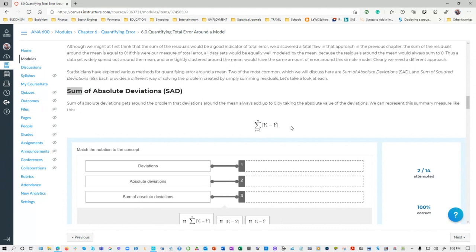To get the meaning, it's easy if you think: you go, you get the difference, the residual or deviation, its absolute value, and the sum. That's what we call the sum of absolute deviations, called SAD or SAR, sometimes called the sum of absolute residuals.